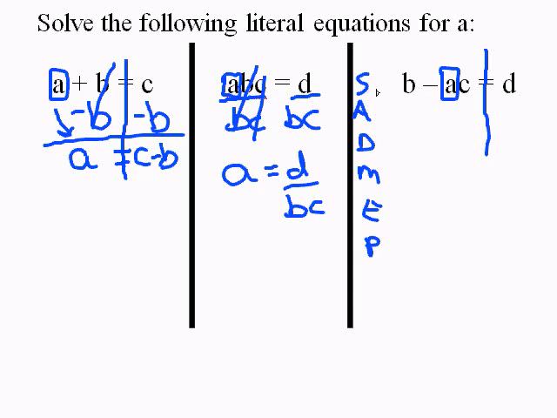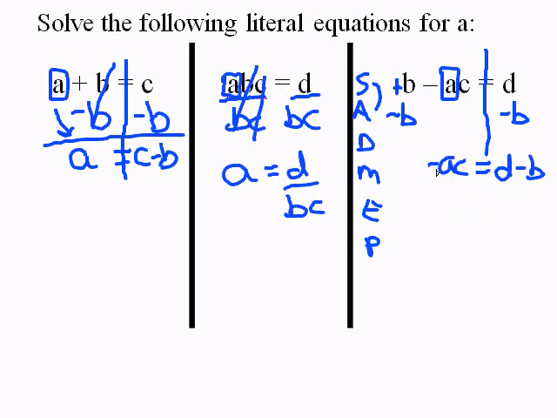So we're going to undo subtraction or addition first. Notice it is a positive b minus the ac. So I'm going to get rid of the plus b by subtracting b from both sides. This is going to leave me with a negative. Notice the negative stays with AC. Negative AC equal to, I can't combine the d and the negative b, so I just have to go d minus b.